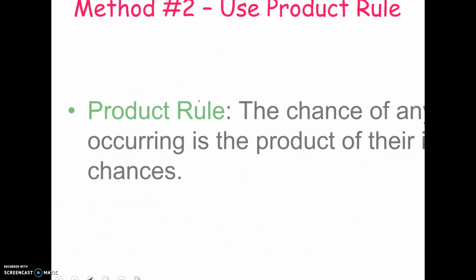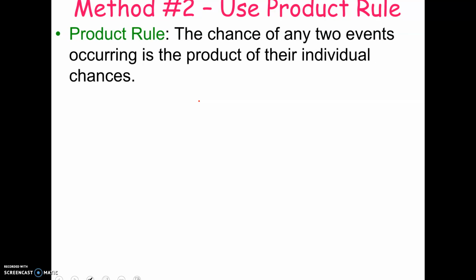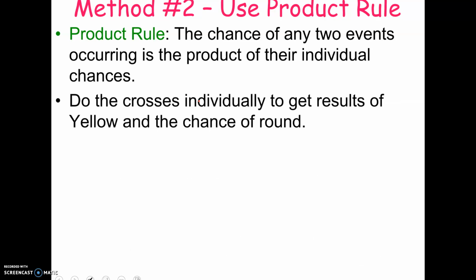So you can use the product rule. This is going to actually be much faster. Remember, the chance of any 2 events both happening is the product of their individual chances. So if we do the crosses individually, here's what we'll get.